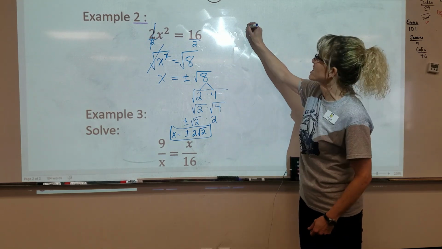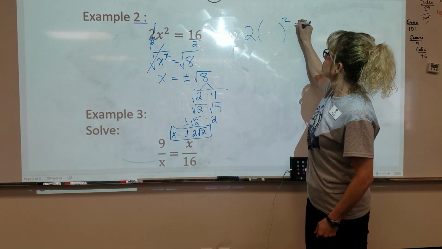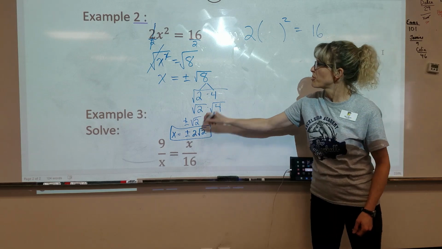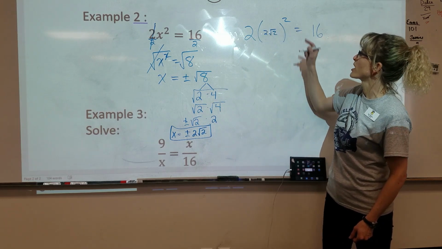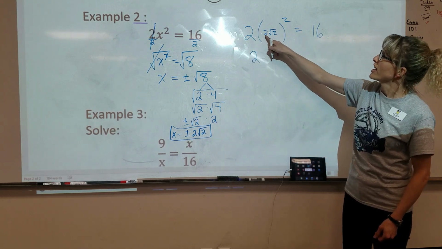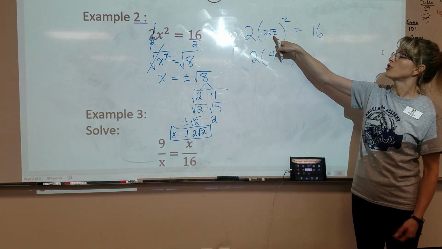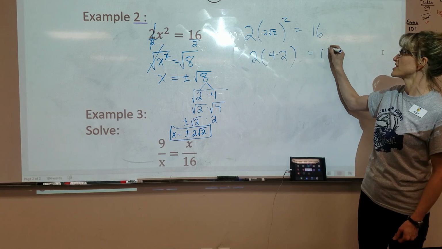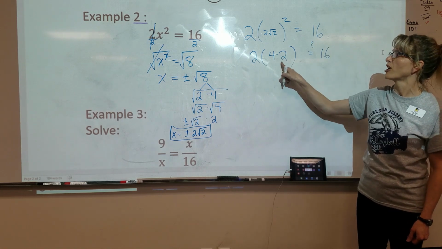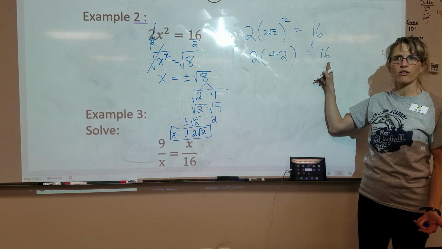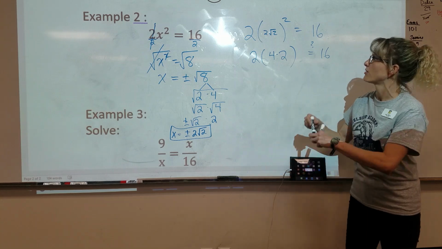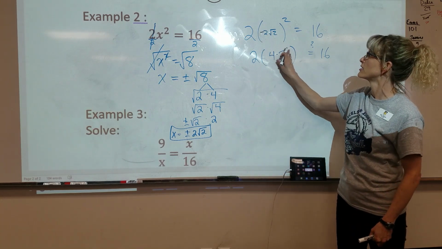Let's prove it. Let's check. Is the positive 2 root 2 squared equal to 16? Well, I'd have to square my 2 and get 4. Square my root 2 and get 2. Does that equal 16? 2 times 8 is 16. So that works out.